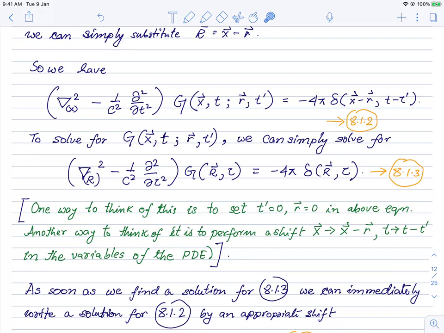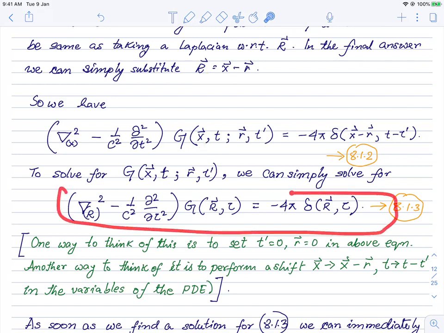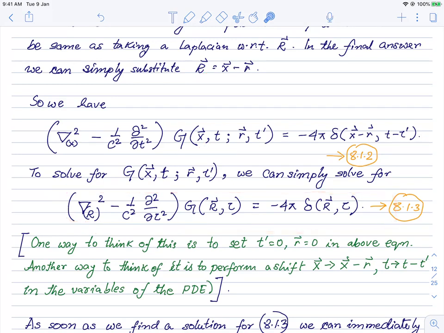Or in another way, you can also think of it in this way. You can just set the r vector and t prime to 0, and in that case the r vector is just the x vector, and this is a correct equation in terms of the x vector, which is also the r vector. That's another way to think of it.